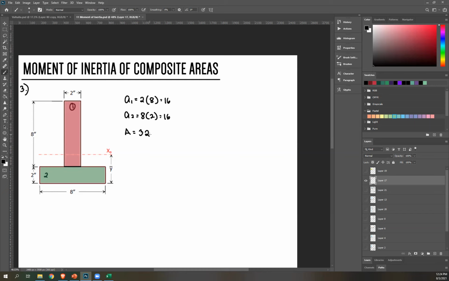Okay, so now that we have that, what we're concerned with is y bar, because this shape is symmetrical along the y-axis. So I already know your centroid will be somewhere along this line. I just need to know at what height from the base. That's why we're just looking for rather y bar. So to solve, we have y bar equals summation of Ay over A. Let's start with A1.